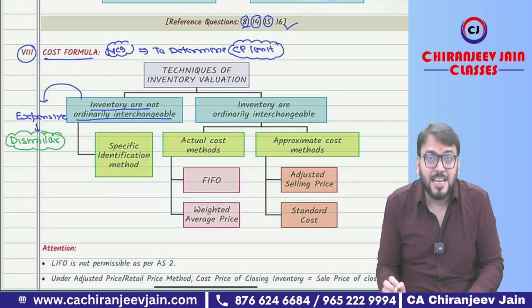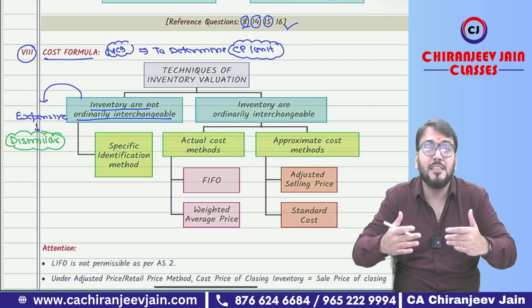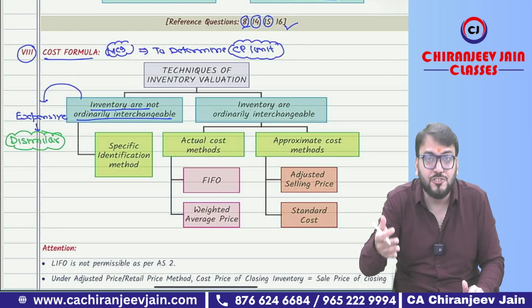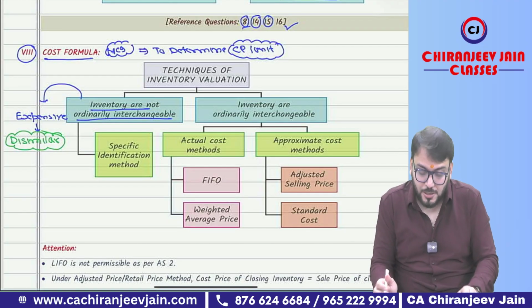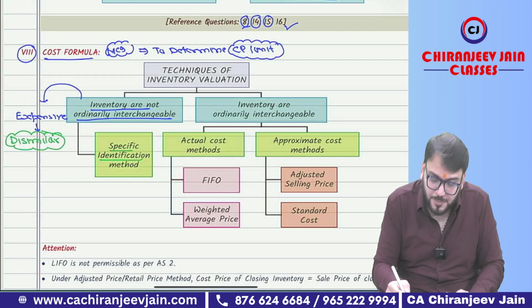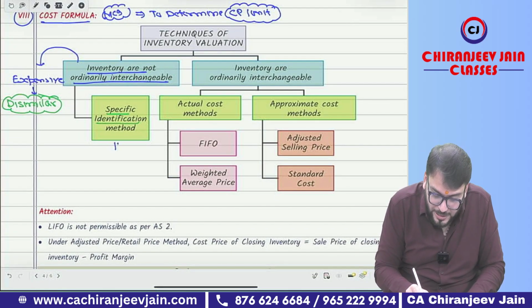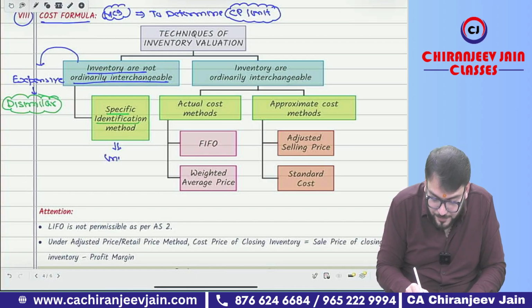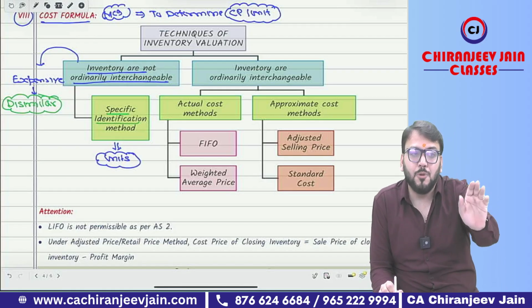So if each unit is different, dissimilar, and cannot be interchanged with other units, then we apply specific identification cost. Specific identification cost means we apply unit costing. Unit costing means that for each unit, you identify the cost incurred and then total it. The components remain the same.